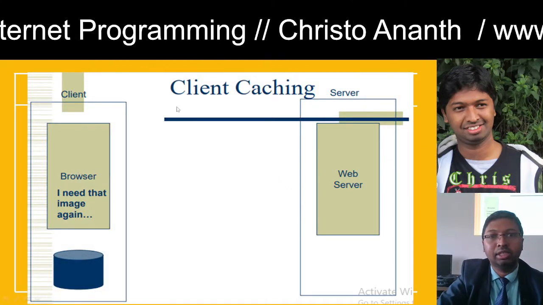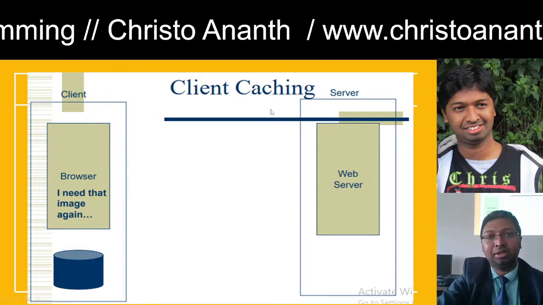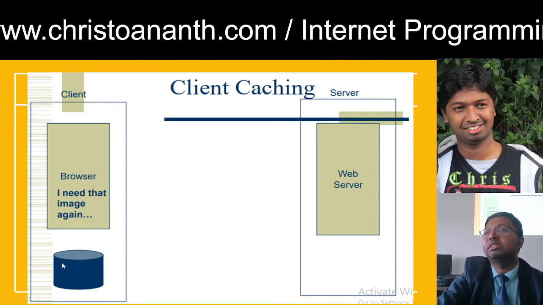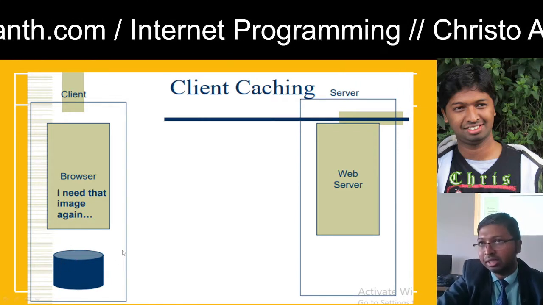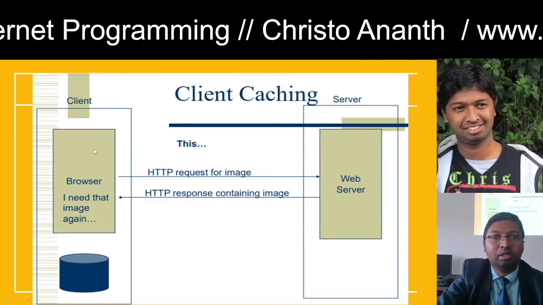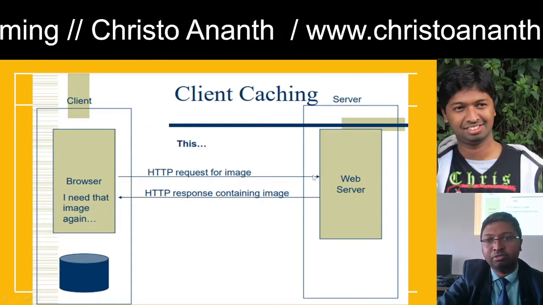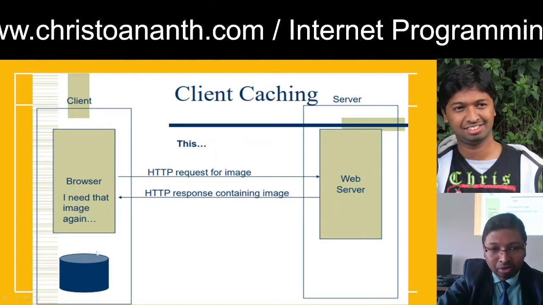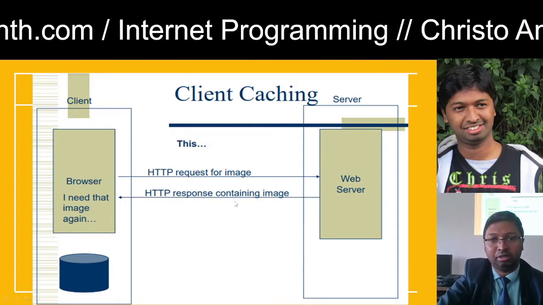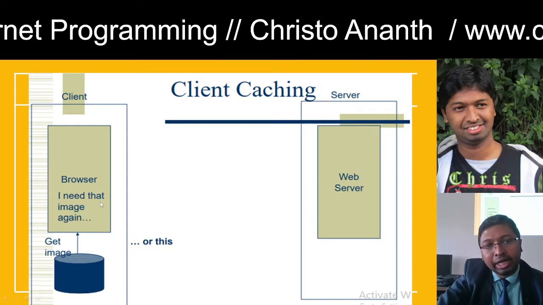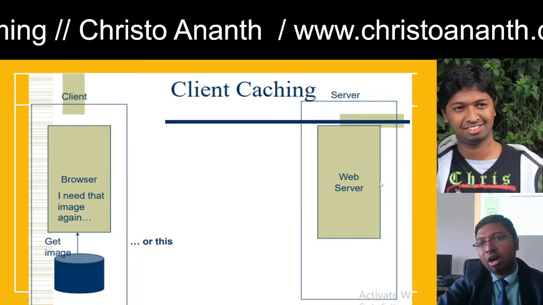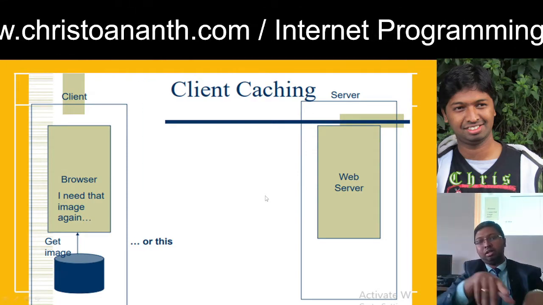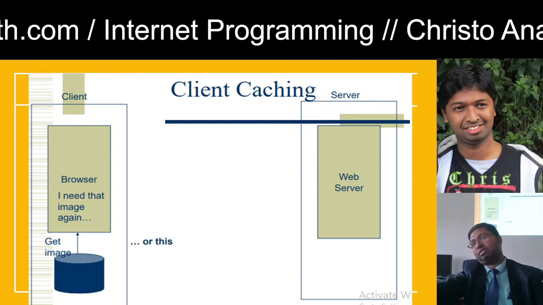So from the browser, after maybe 2 months or 3 months, you send the request: I need that image again. So from the storage, it is going to access the image. Okay, did you understand? Right. So HTTP request for the image, HTTP response containing the image. The browser says I need that image again, so it gets it from the storage. Or you can also get the image from the web server, which you can do currently. Storage maybe after 2 months, after 3 months.